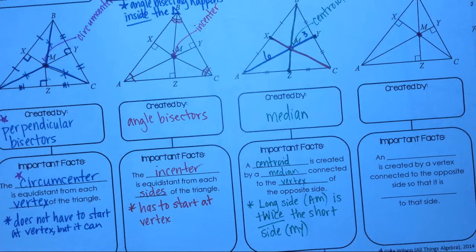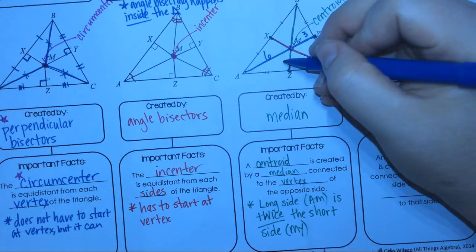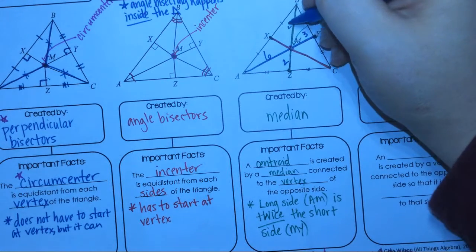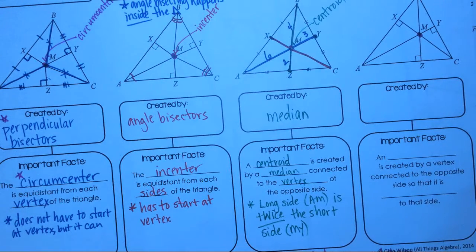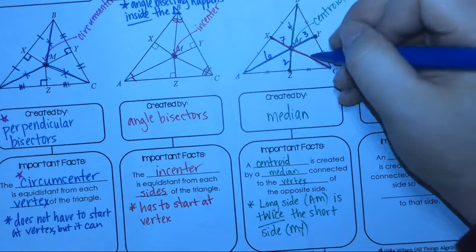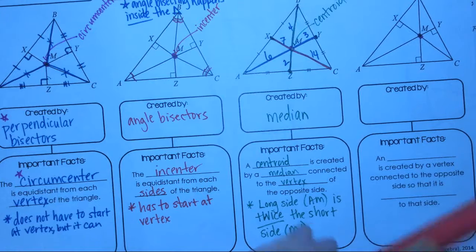Or they'll tell you ZM is 2, so how long is BM? Well, it's double that length, so it's 4. Or they'll tell you XM is 7, so how long is MC? Well, it would be 14. There is a relationship, and I've seen standardized test questions that ask about that.